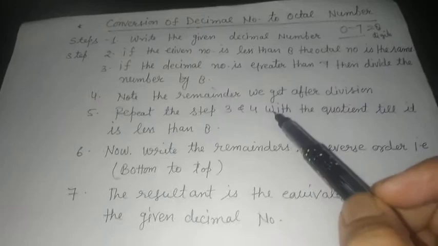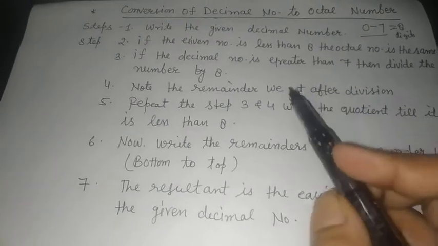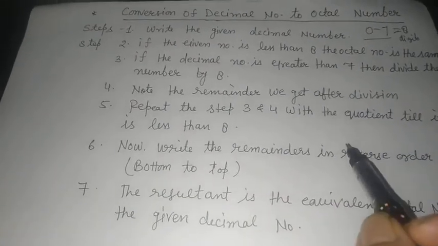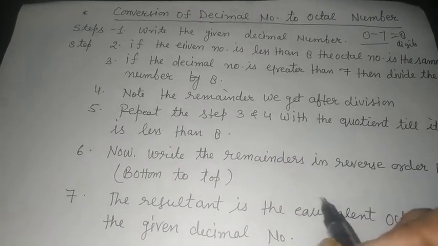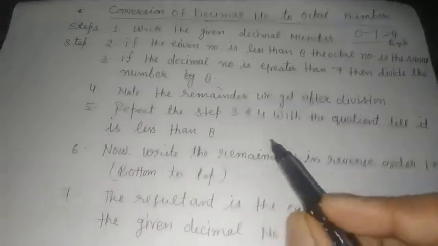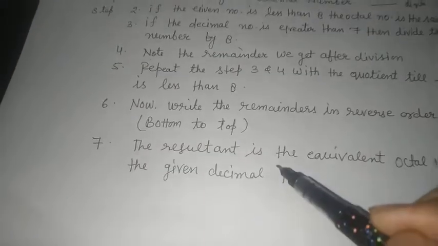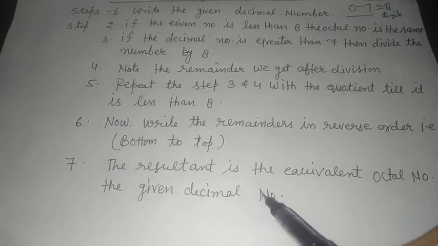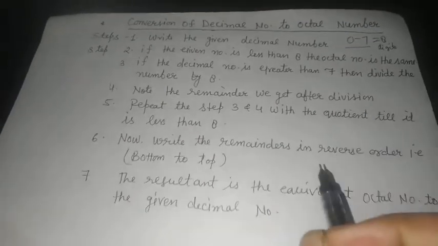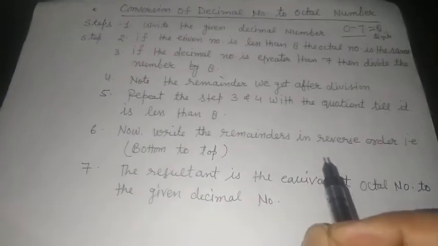Note the remainder we get after the division. The fifth step is to repeat steps 3 and 4 with the quotient till it is less than 8. Now write the remainders in reverse order, that means bottom to top. The result is the equivalent octal number to the given decimal number. So these are the steps to convert a decimal to an octal number.